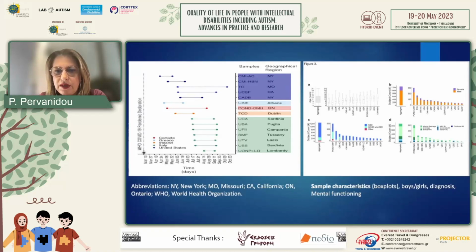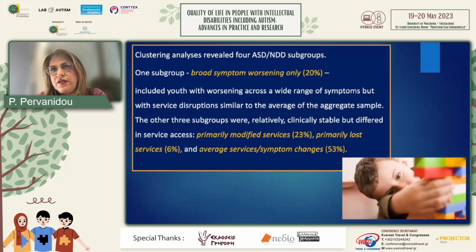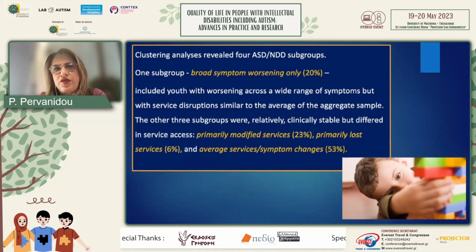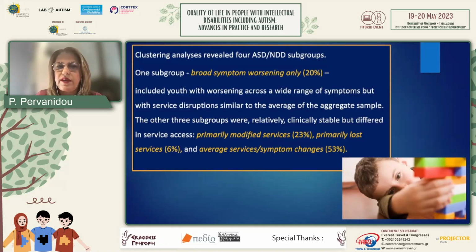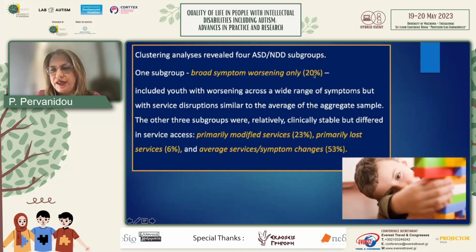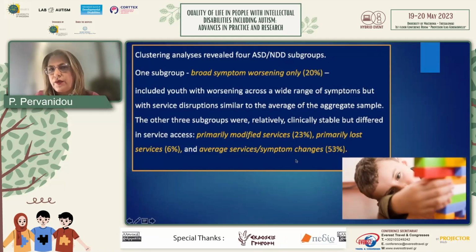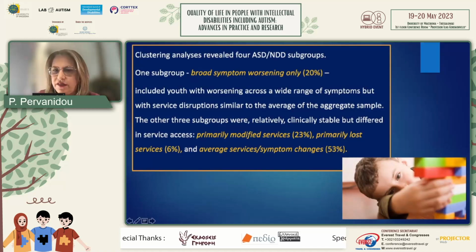This paper has now been published in Molecular Autism, and the findings were very diverse. So we divided the groups into children having a broad symptom worsening, those who had primarily modified services, those having primarily lost services, and those with the average services or symptom changes. You can see that only 20% had the broad symptom worsening, which is not consistent with small studies showing that children experienced a very negative condition, and that they had several adverse effects.